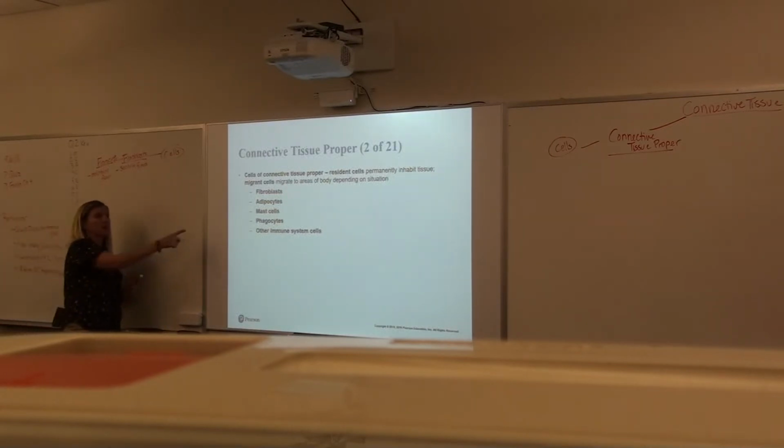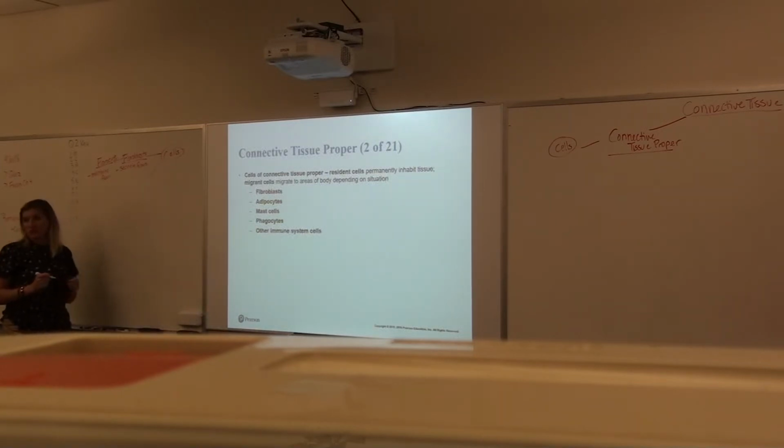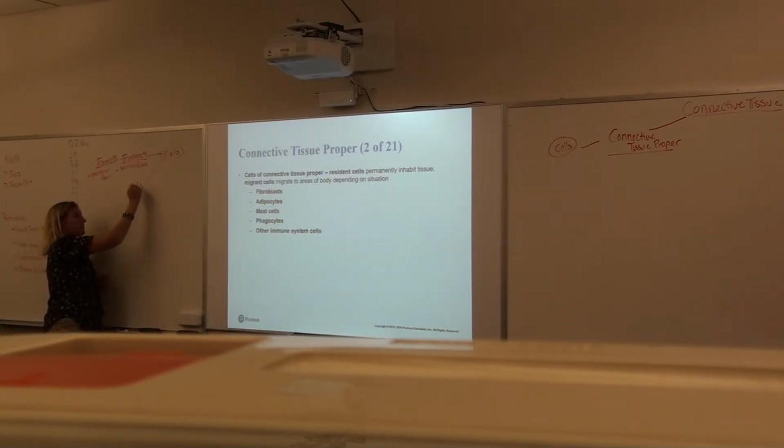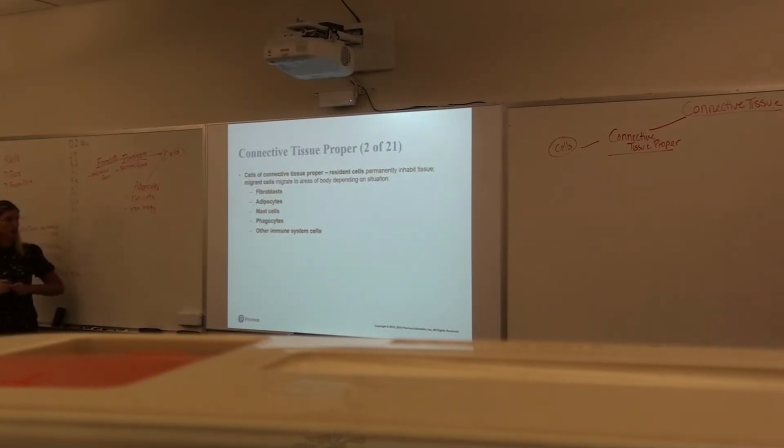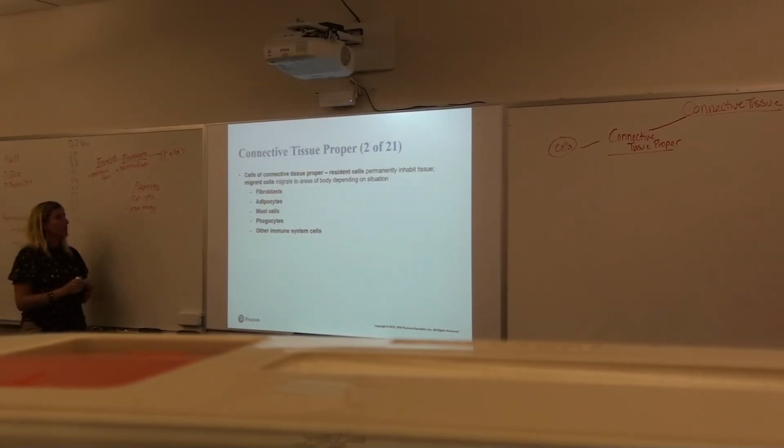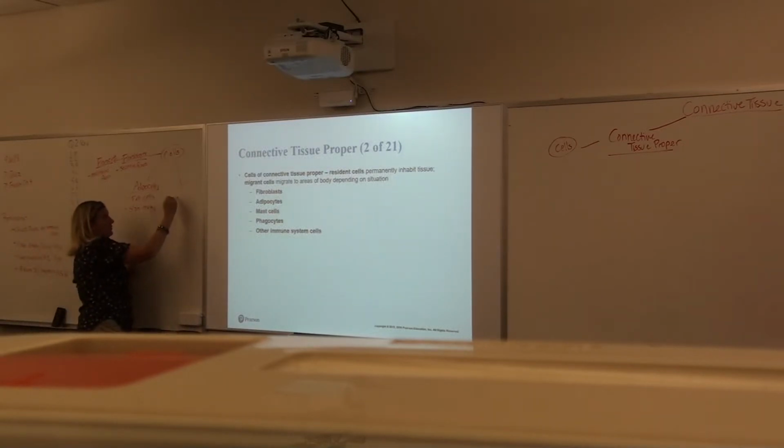Another type of cell we're going to see in connective tissue proper is adipocytes. Adipocytes are fat cells. These store energy. That's their main function. We also have mast cells. We've heard of those before. We mentioned those in lab last night.